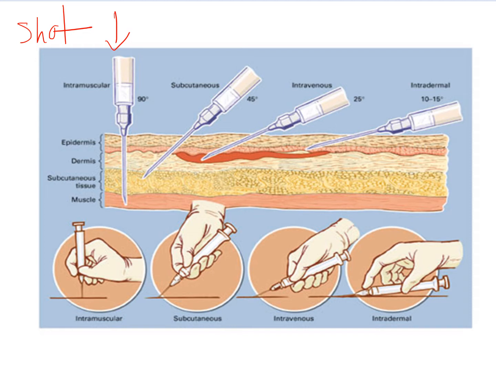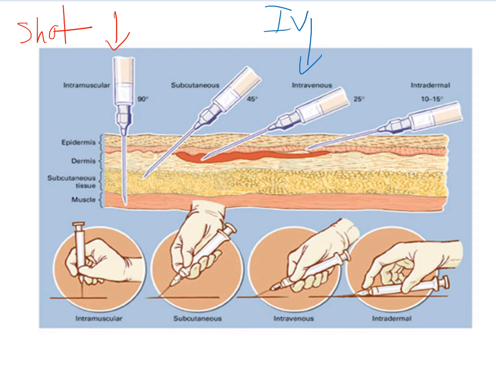An intravenous injection is going straight into the vein. Probably we've all had a blood draw. This is the same idea, except you're taking blood out. In an intravenous injection, you'll be putting something in, or maybe starting an IV.